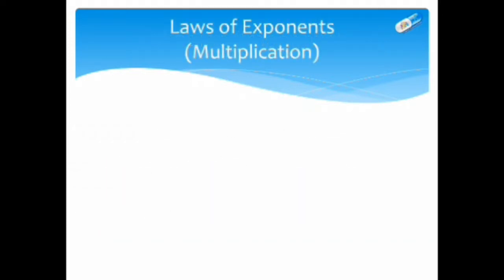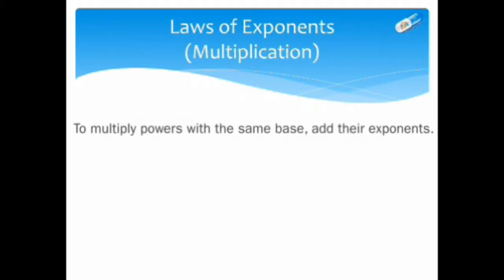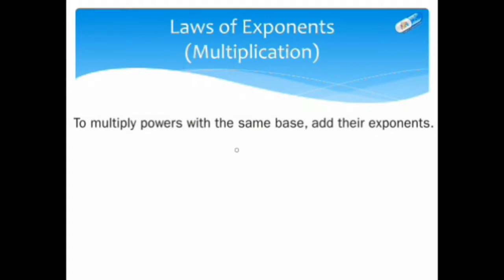Laws of exponents. How do we multiply monomials? To multiply powers with the same base, we add their exponents. An example for this: 5 power 2 multiplied by 5. First, how do you multiply this? You have 5 here and 5 here, so you have the same base, 5 and 5.